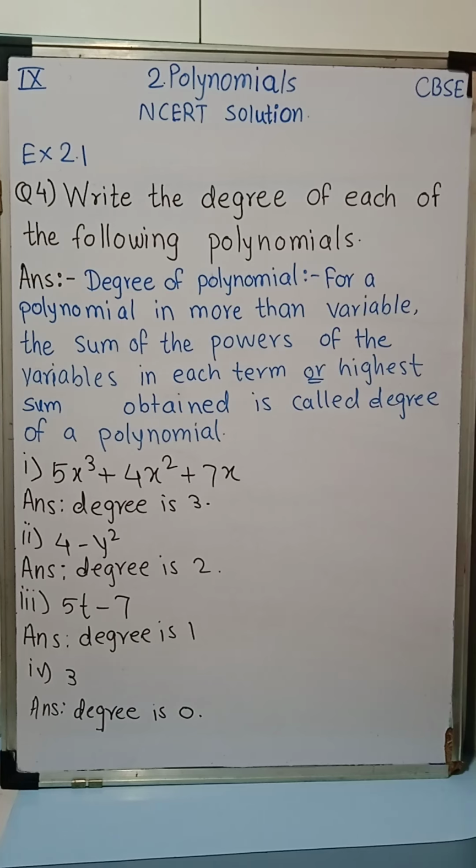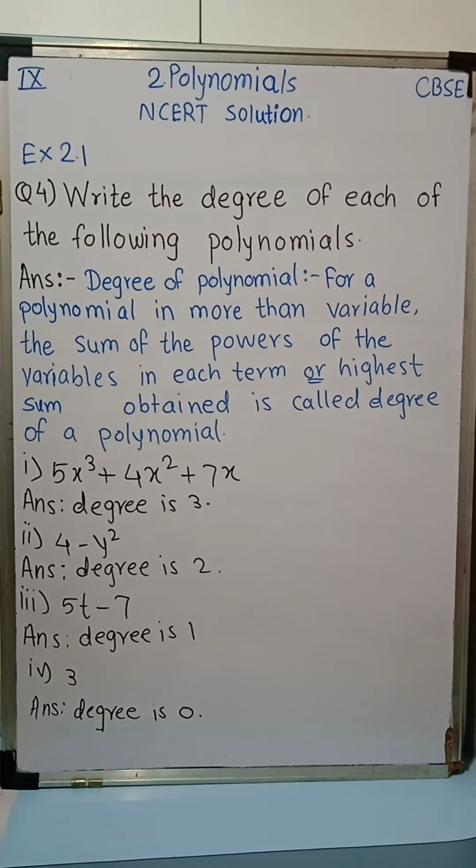Friends, we are solving Grade 9 second chapter, Polynomials, NCERT solution of the CBSE board. We are solving all exercises of this chapter. Exercise 2.1. We have already solved question number 1, 2, 3. The link is in the description. Let's solve question number 4 with the concept.